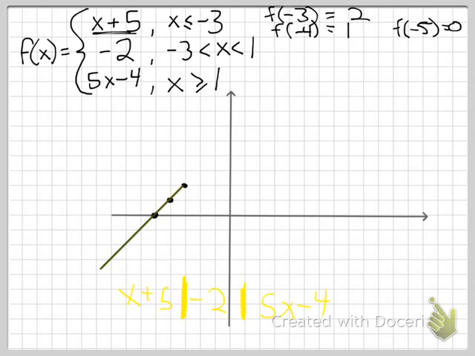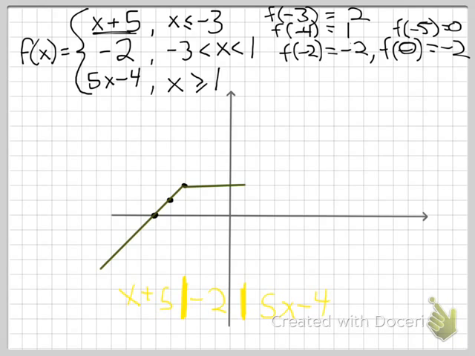Okay, now we have negative 2, and that occurs between negative 3 and 1. So that means any value I plug in, let's say negative 2, it's negative 2. If I plug in 0, it's negative 2. It'll always be negative 2 because it is a horizontal line over that interval.